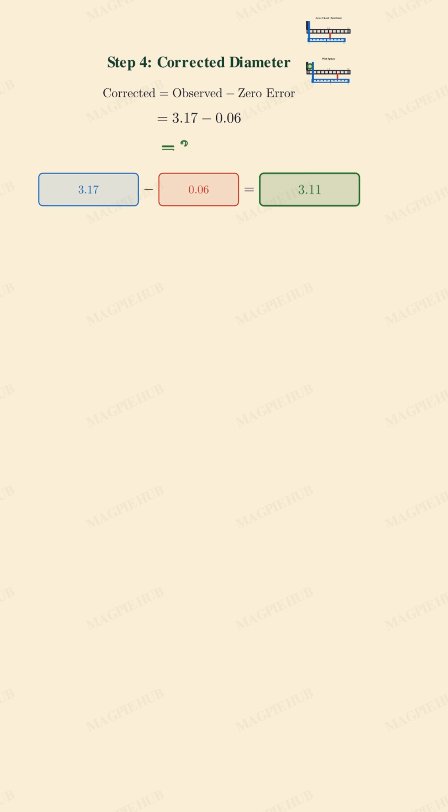Step 4. Find the corrected diameter. The corrected reading equals the observed reading minus the zero error. That is 3.17 minus 0.06, which gives us 3.11 centimeters. The correct answer is option B, 3.11 centimeters.